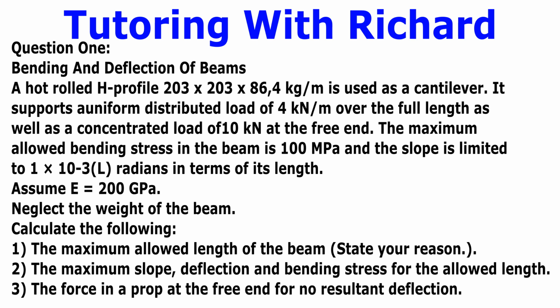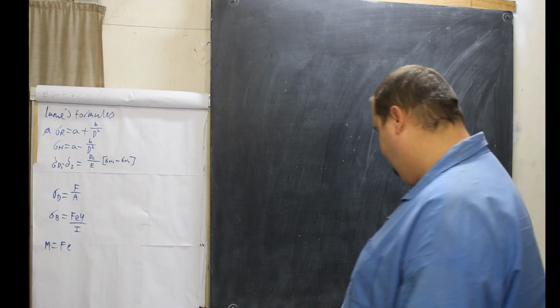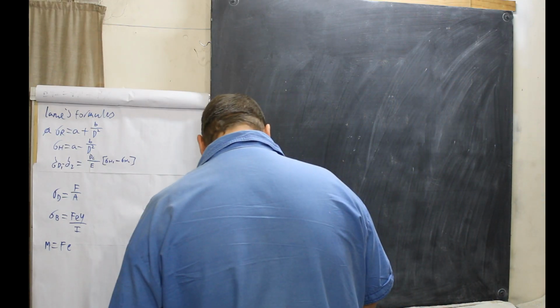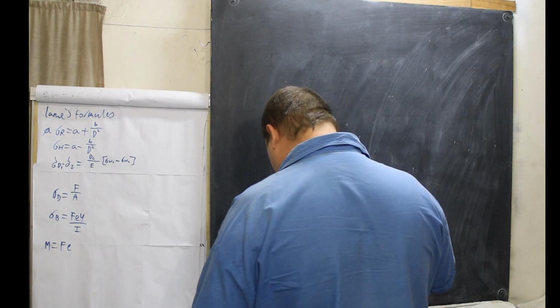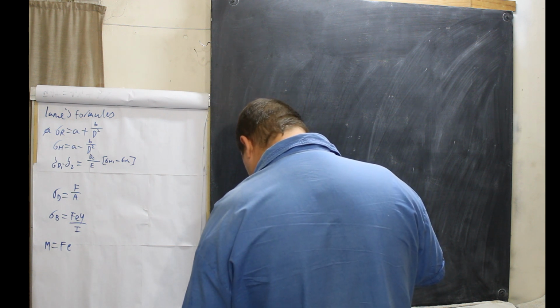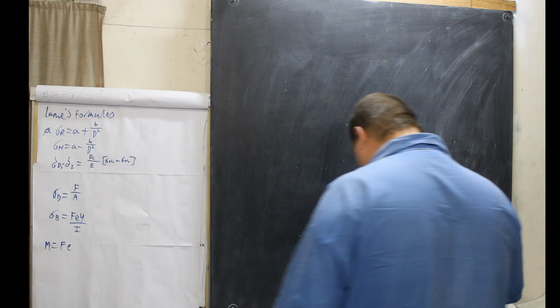And they ask you to calculate the following: the maximum allowed length of the beam, state your reason; the maximum slope, deflection and bending stress for the allowed length; and also the force in a prop at the free end for no resultant deflection. Okay, first things first. We need to calculate M, the maximum allowed length. So we need M.